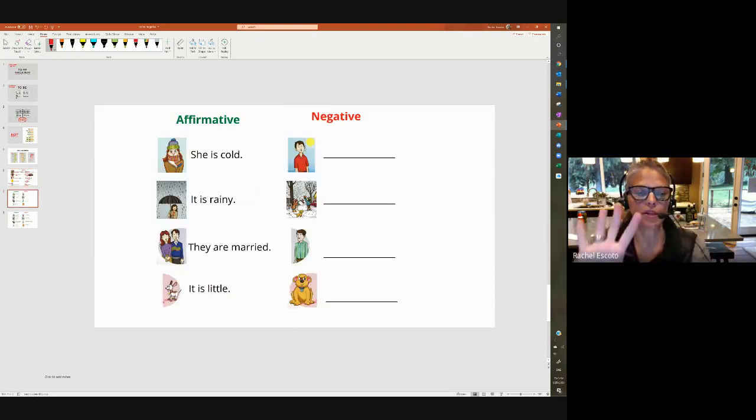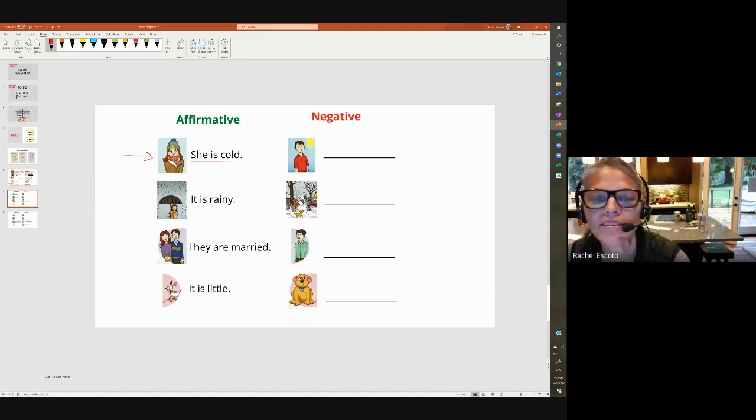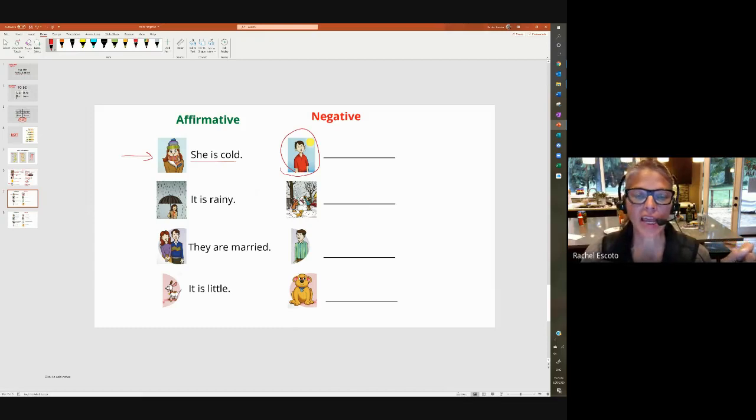All right, so now we're going to look at the affirmative and the negative. So let's look at this picture here. I look at her and I say, she is cold. What would I say about him? I want to say a negative. I don't want to say he's hot because he is hot. That's affirmative. I want the negative.